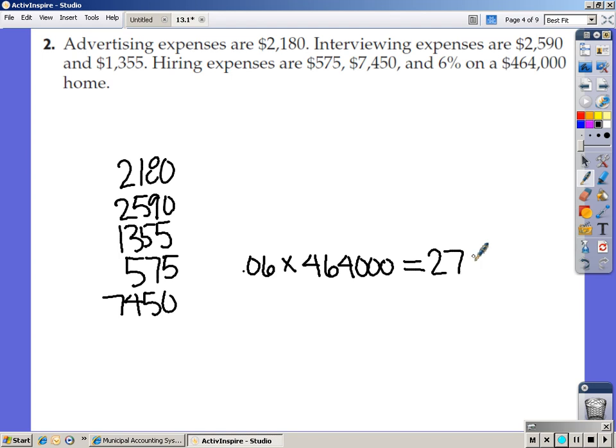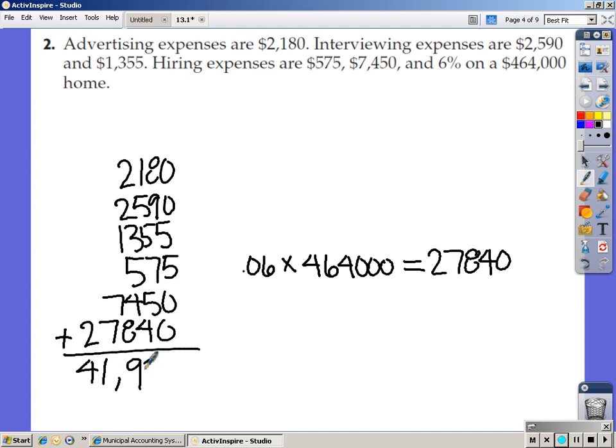$27,840. When you add that together, you get $41,990. All right, thank you, Erica.